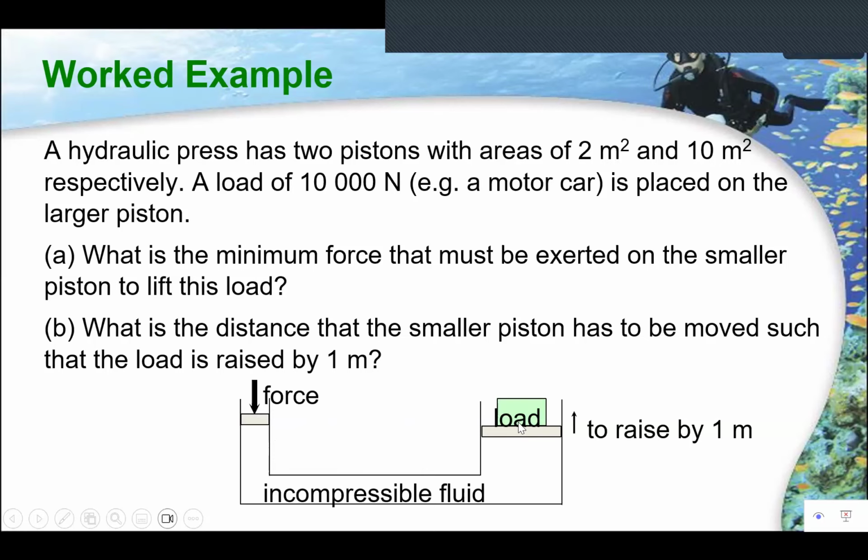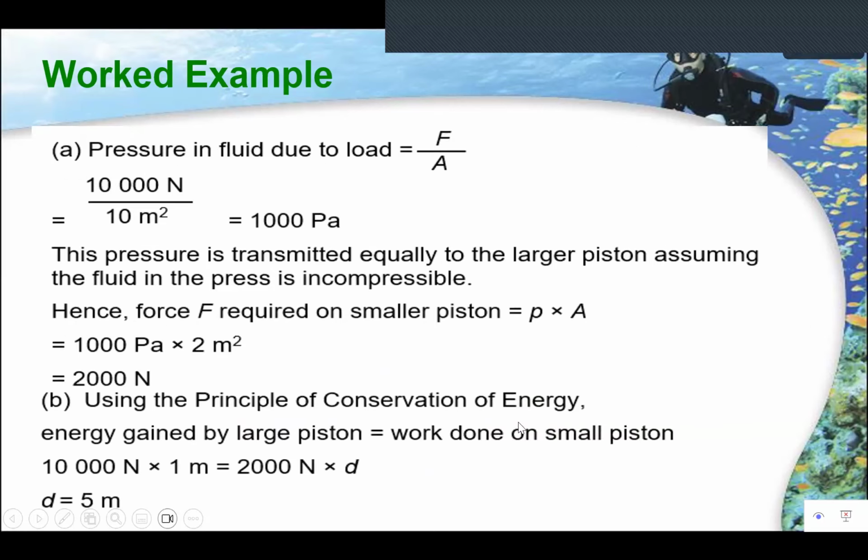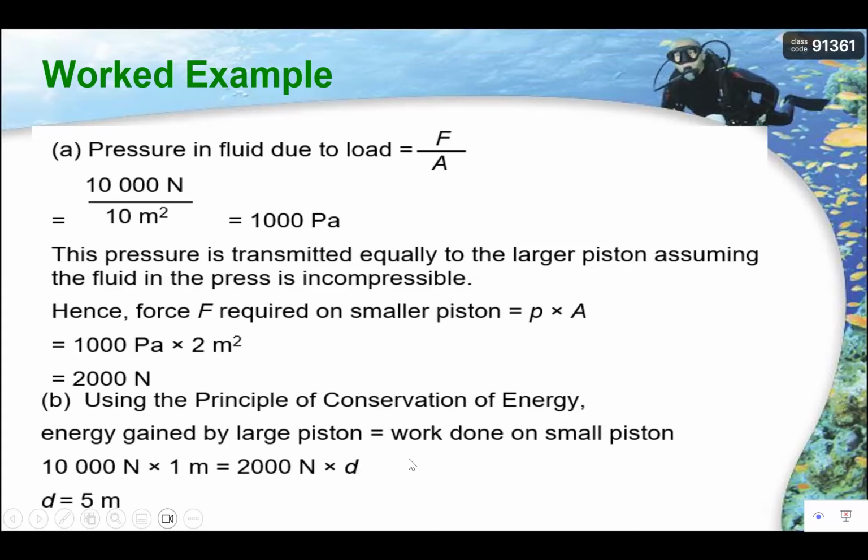So I'm going to use the formula for work done, which is force times distance. Force times distance on the large piston will equal force times distance on the small piston. So the force on the large piston is 10,000 times a distance of 1 meter, equals the force on the small piston, which is 2,000 times the distance. And you will realize that the distance moved by the small piston is much larger. Because I have a smaller force, I need a larger distance moved in order to create the same work done as the bigger piston, which has a larger force and a smaller distance.